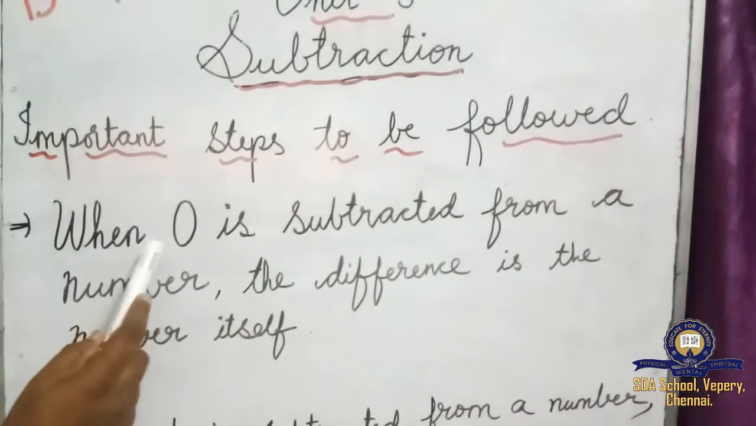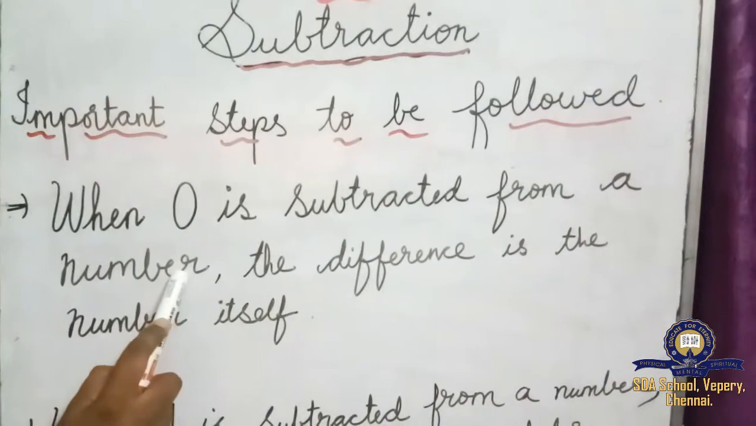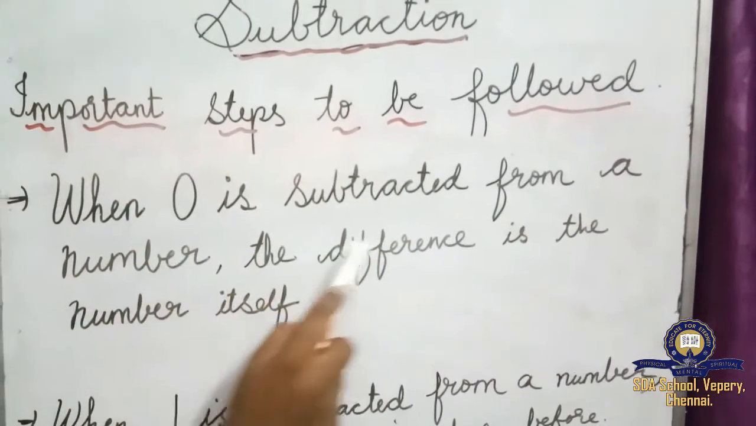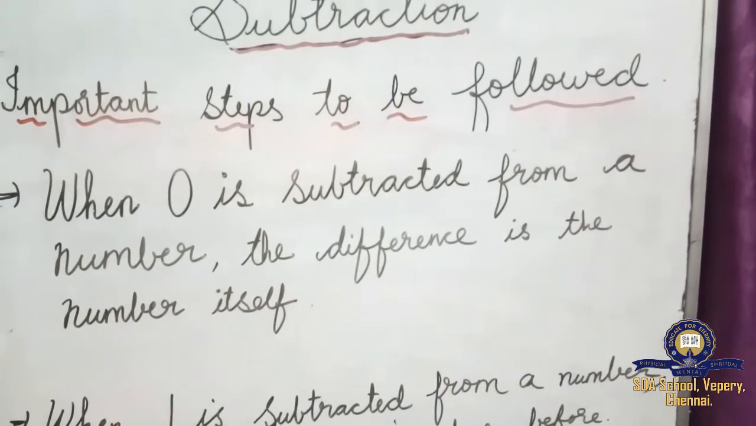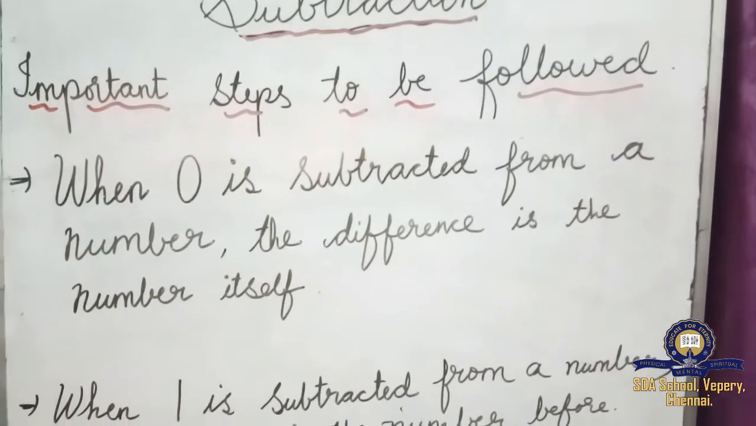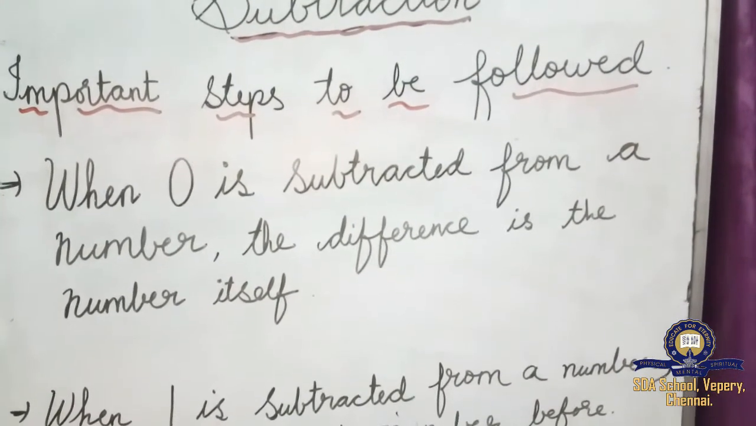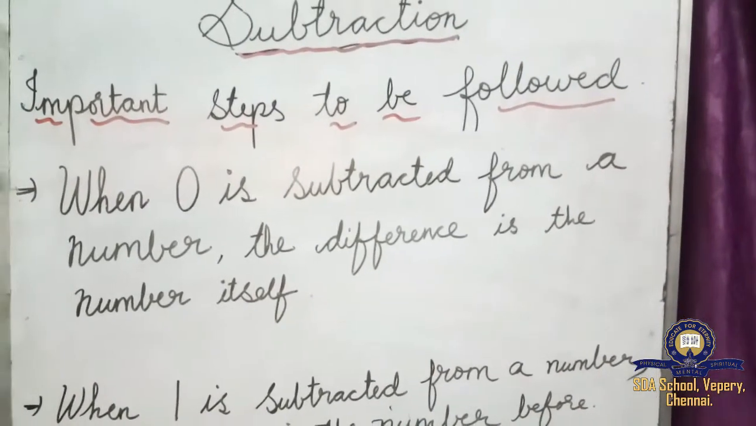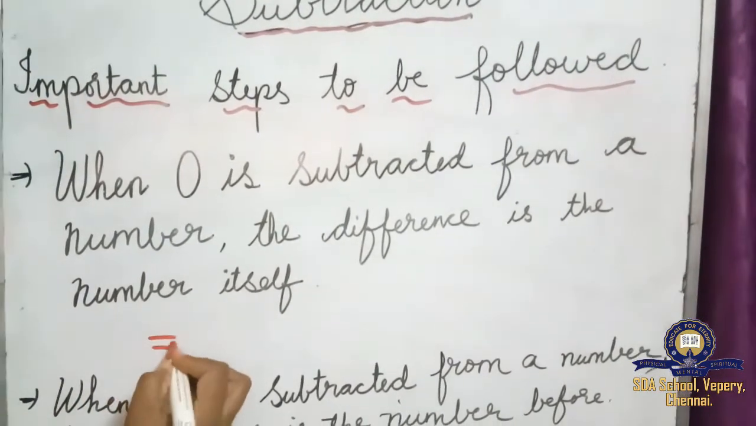Now children, listen here. When 0 is subtracted from a number, the difference is the number itself. For example, think you're having 5 chocolates with you, and if your mom tells you to give 2 chocolates to your sister, you take 2 and give to your sister. Now how many chocolates do you have? 5 chocolates.